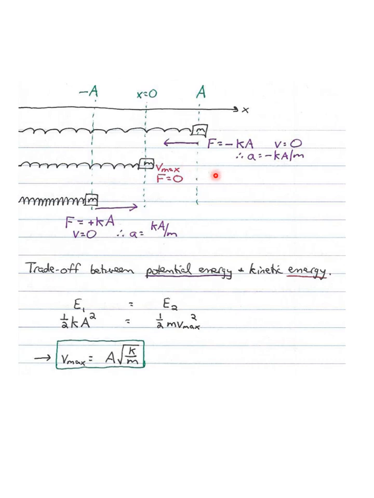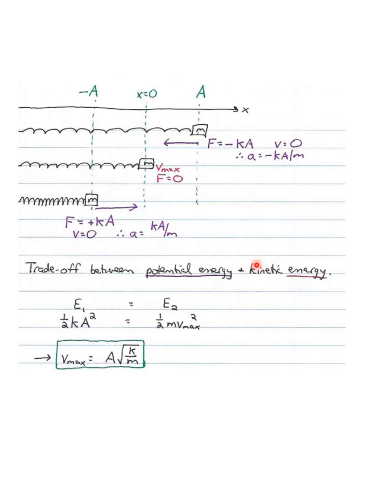It is trading off between potential energy and kinetic energy. So when it's at either of the extreme points, position A or negative A, it has no kinetic energy. It's not moving, but it's got the highest potential energy. When it's in equilibrium, right there, it's got no potential energy, but it's got the highest kinetic energy. So it's trading off between those.